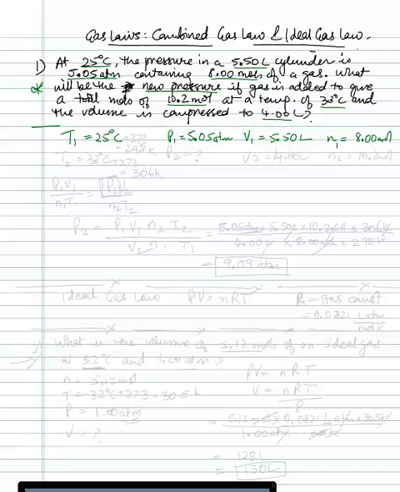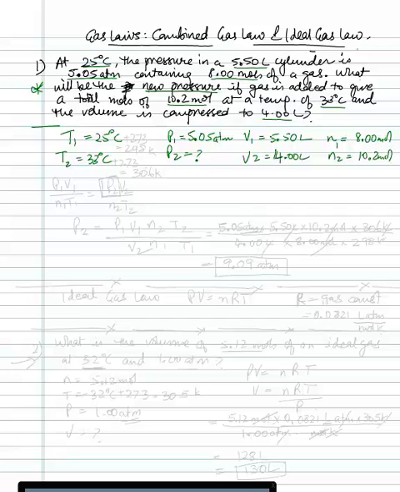What will be the new pressure? What will be the new pressure if gas is added to give a total moles? So N2 is 10.2 moles at a temperature of, so T2 now is 33 degrees Celsius, and the volume is compressed to 4.00 liters. Okay, so those are our numbers for everything.